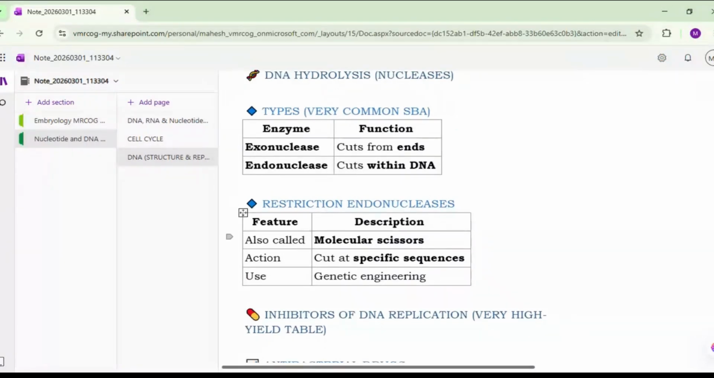Now these restriction endonucleases, also called molecular scissors, act by cutting at a very specific sequence. They will cut at a very specific sequence, not randomly. So this is used in genetic engineering. Okay. What are the inhibitors of DNA replication?